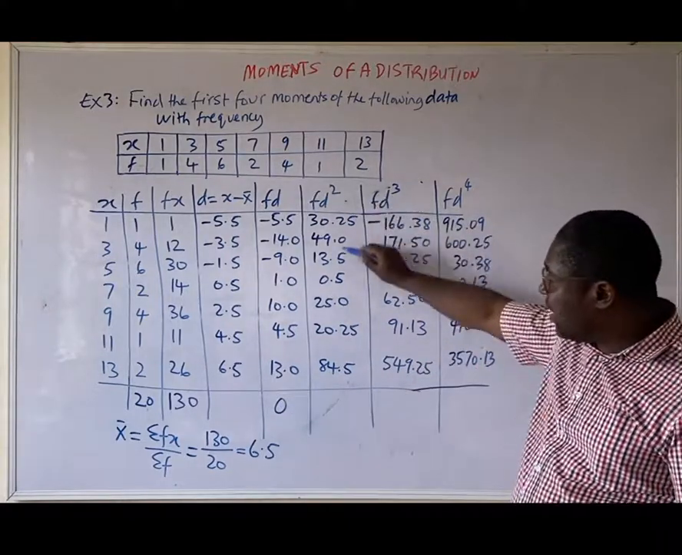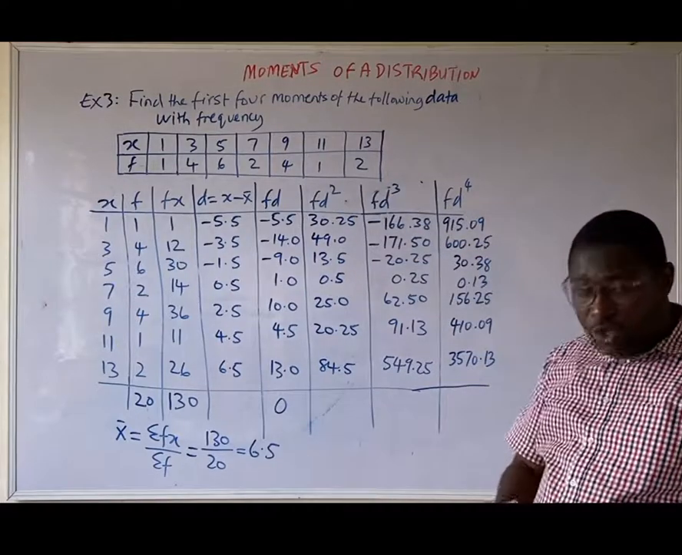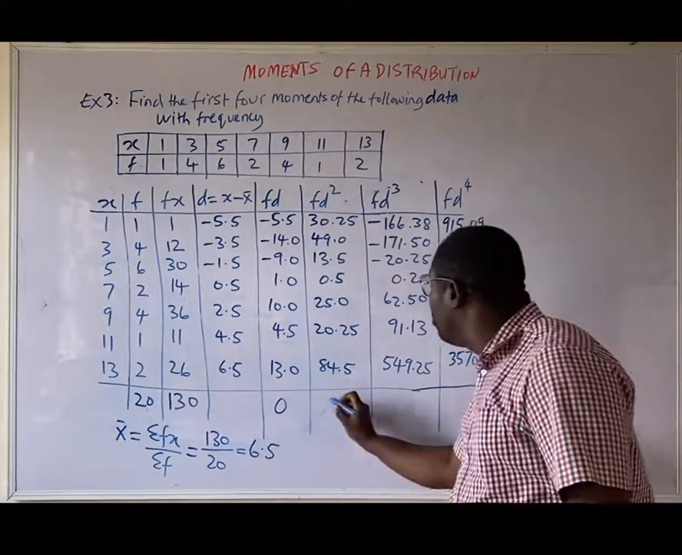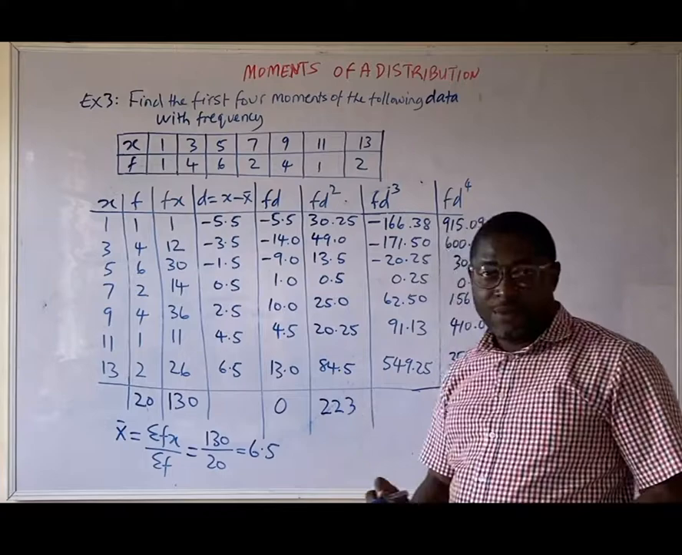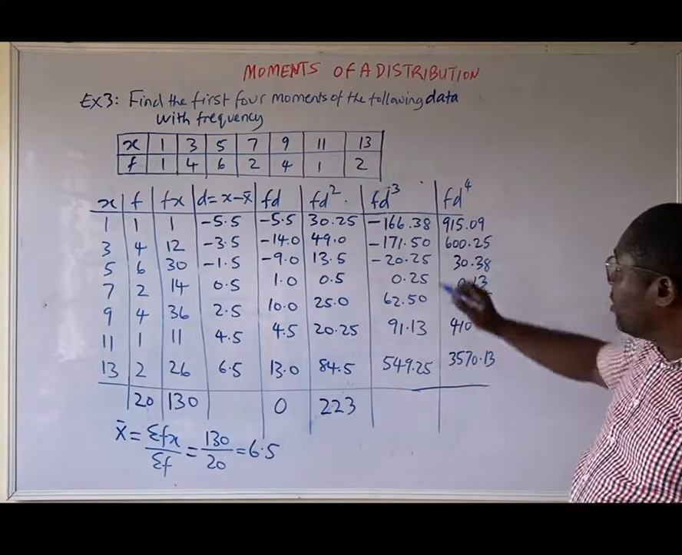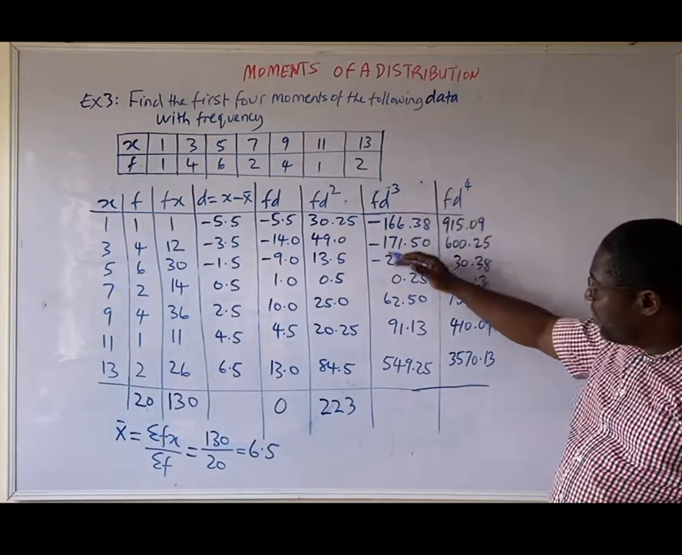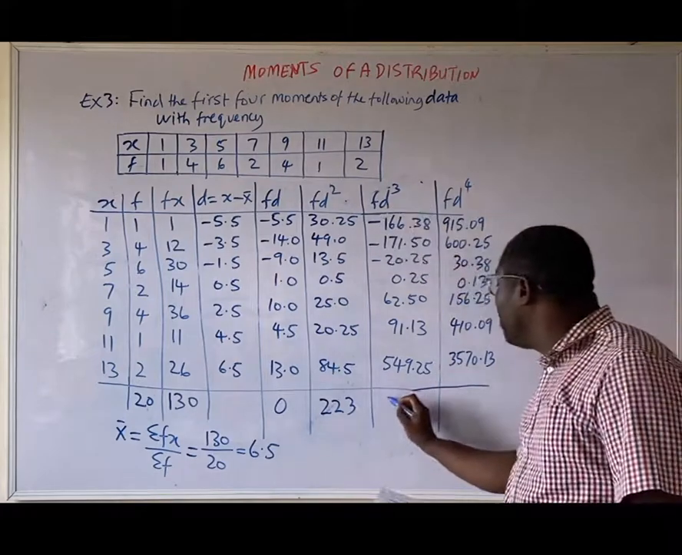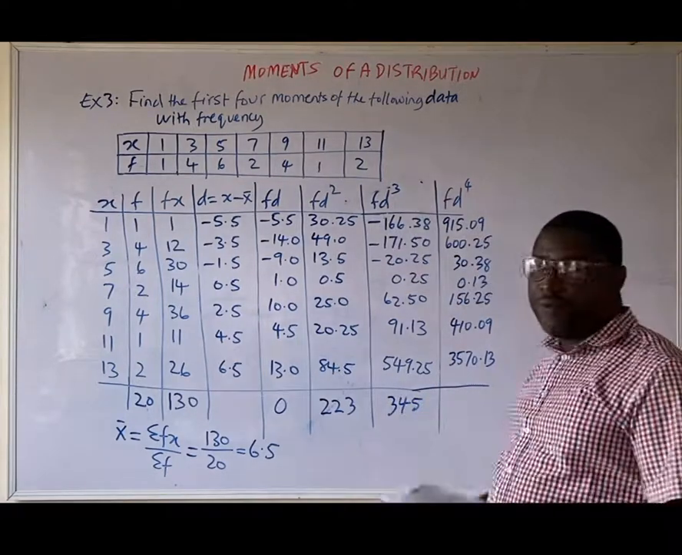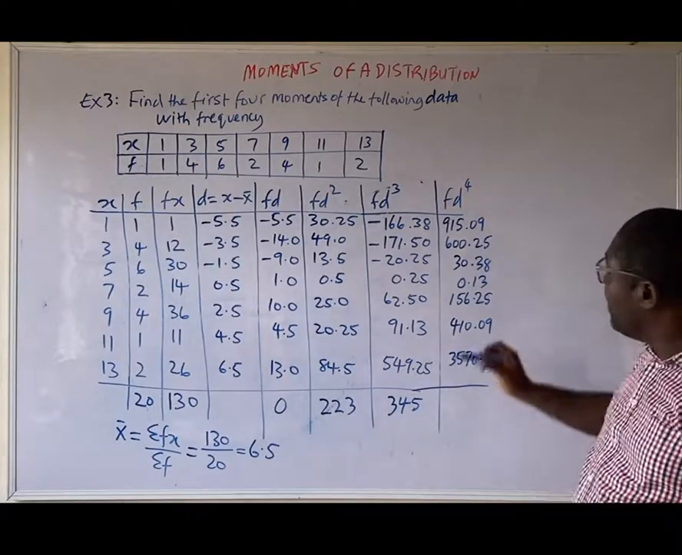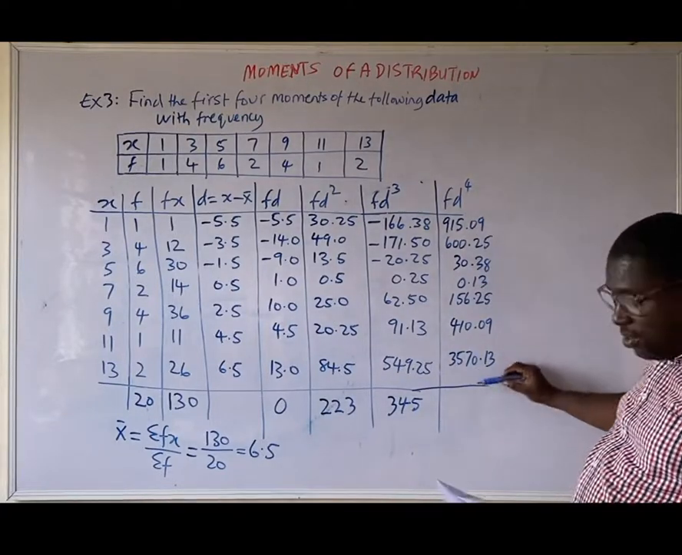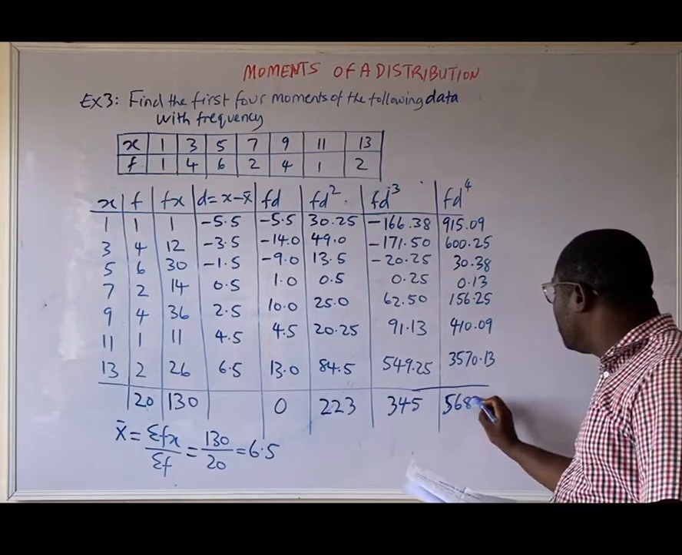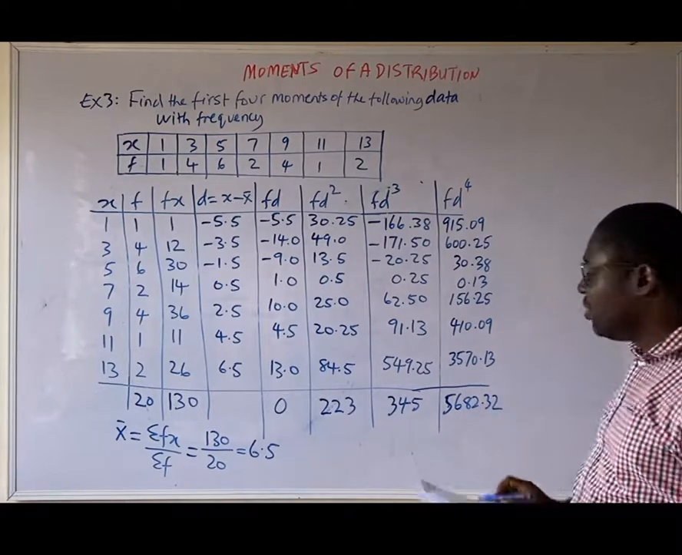Now the second one, that's the summation of FD raised to power 2, what did it give you? Thank you. For me, it gave me 223. I trust that's what it gave you. The next one, FD raised to power 3. If you sum this up, taking note of the negative values, it should give you 345. Last but not the least, the 4th degree deviation should give you 5682.32. That's what you should have.